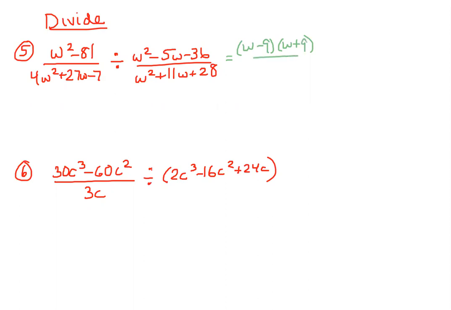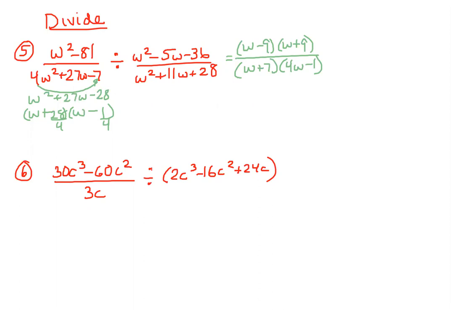The denominator, oh, we got to do this thing. So we get w squared plus 27w minus 28. And when we go ahead and factor that, we get 28 and 1. And this will be plus, this will be minus. And then we have to divide by 4. And so that factors to w plus 7 for w minus 1. Okay, I hope that that is making sense to you.